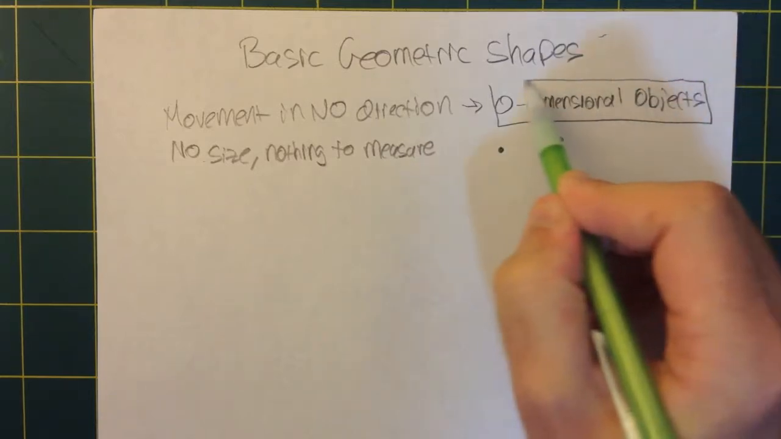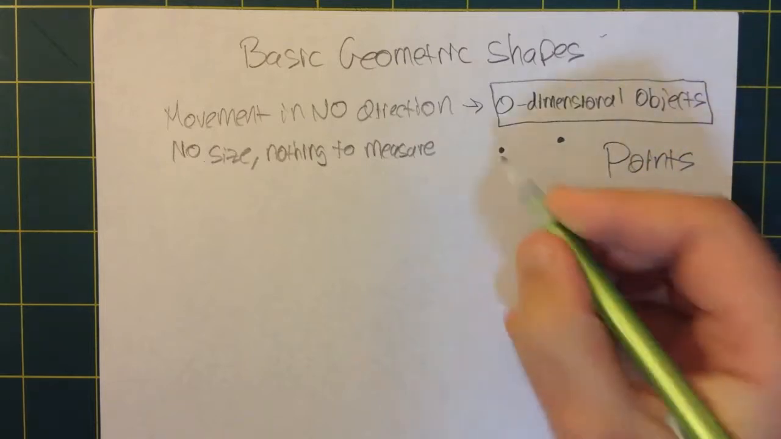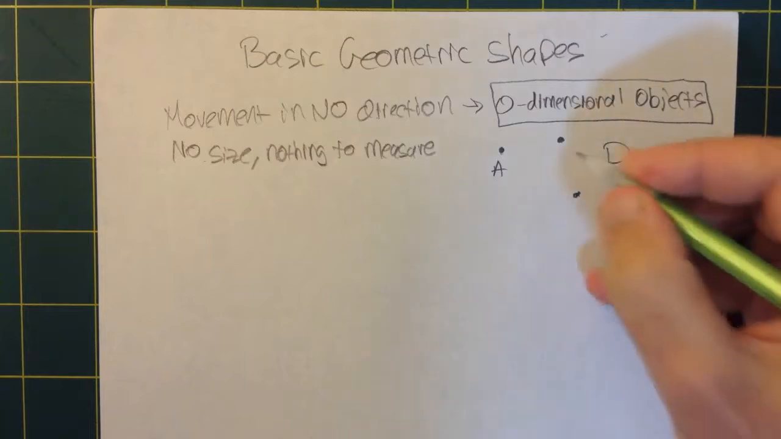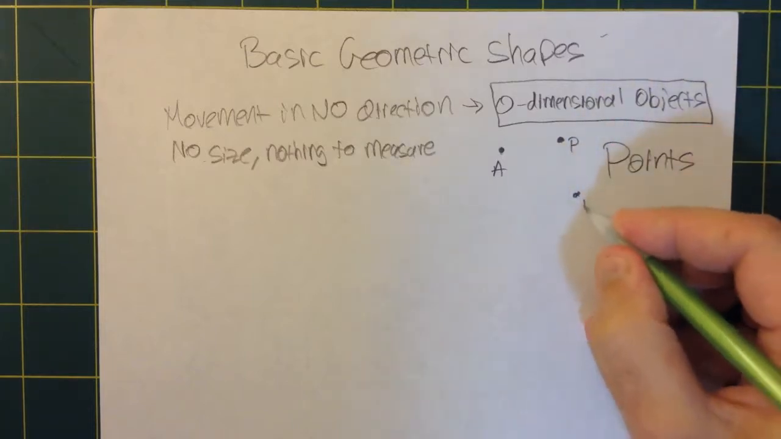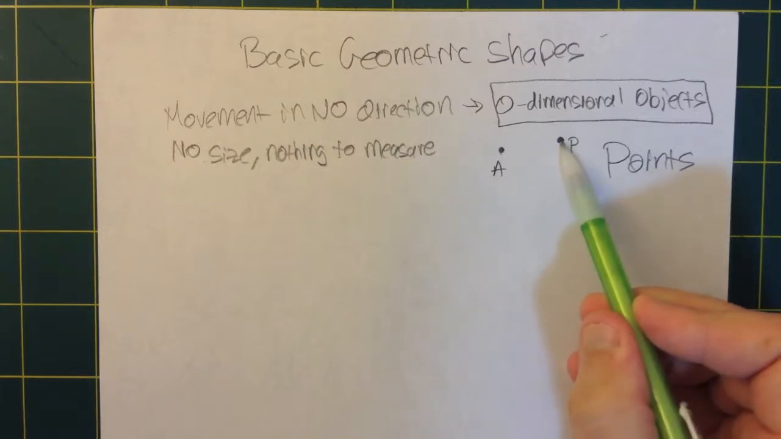But more commonly, you would call these points. And in order to tell this one from this one from this one, you would give them names. Like you could say this one is A, this one is P, this one is R. And then I'd be able to say, go to point P. And you'd go right there, and you'd stay there, and you couldn't move from that point.